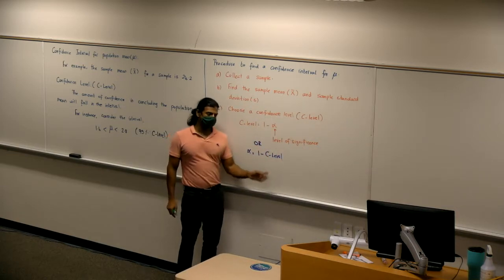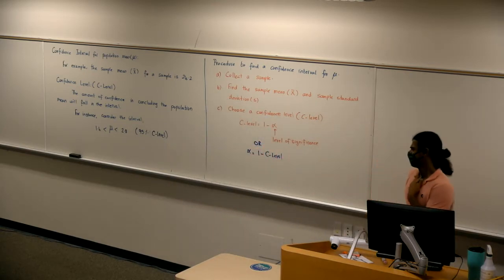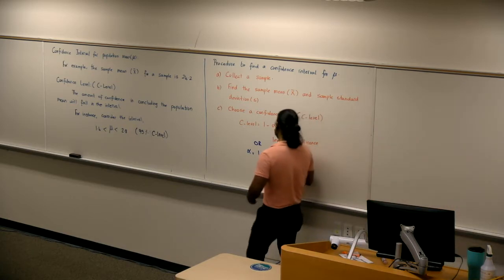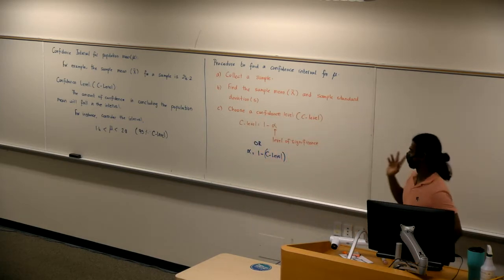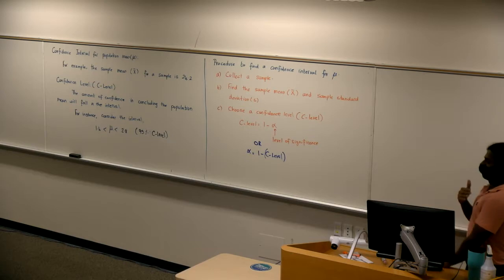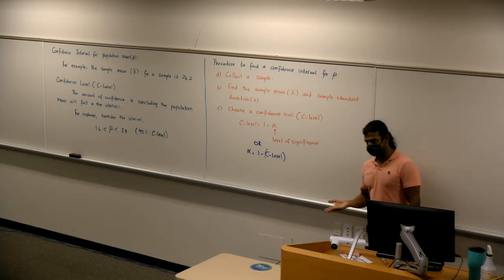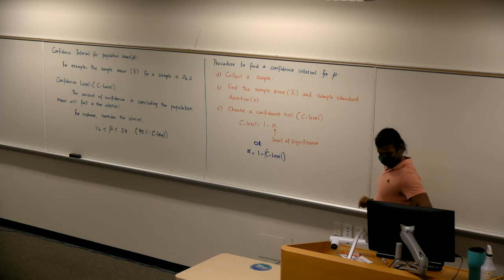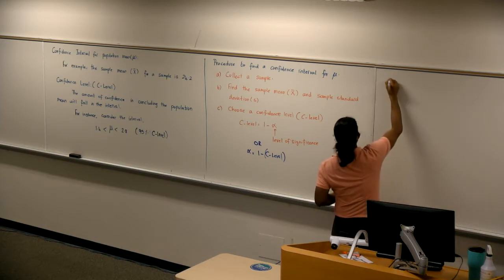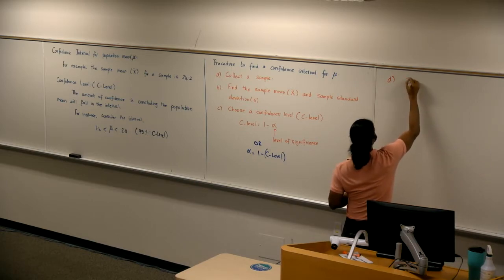So 90, 95, 99. Most common levels of confidence that we use. And it is quite subjective as to how you should pick that value of alpha. I will not get into all that detail, but the common values of confidence that we use would be 90%, 95%, 99%. Once we have all of those, the next step would be to find the margin of error.